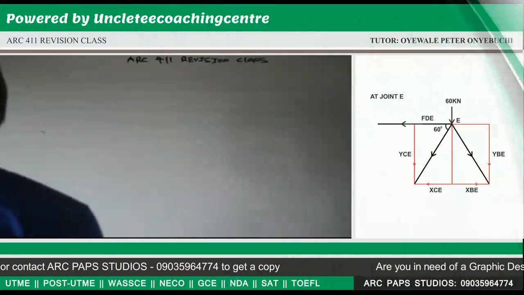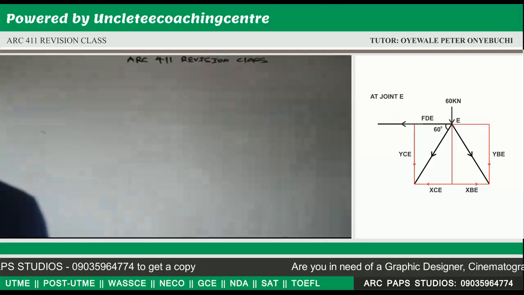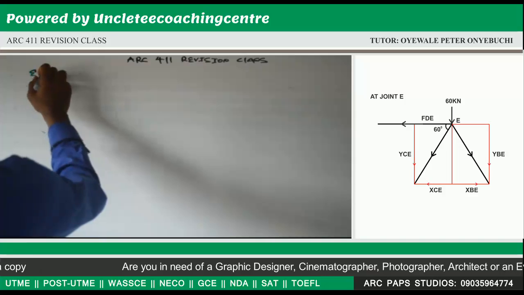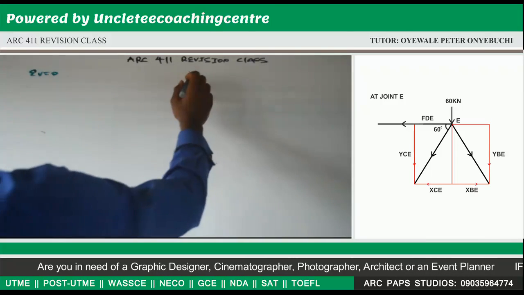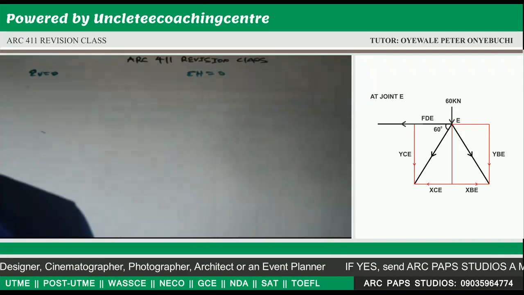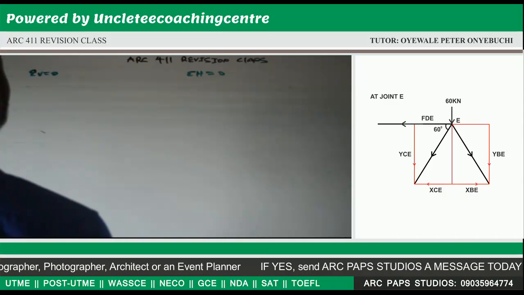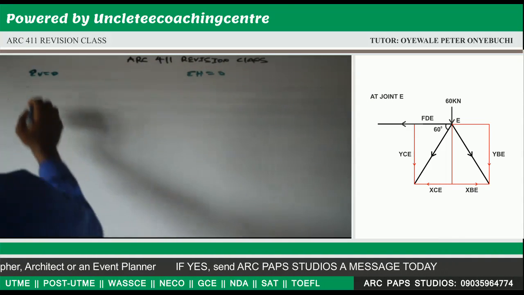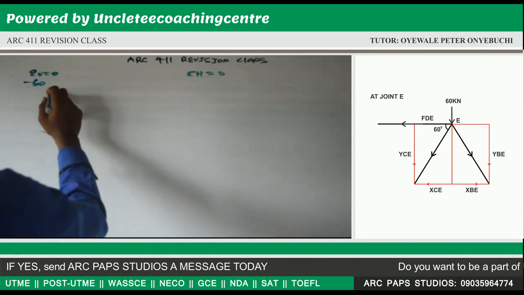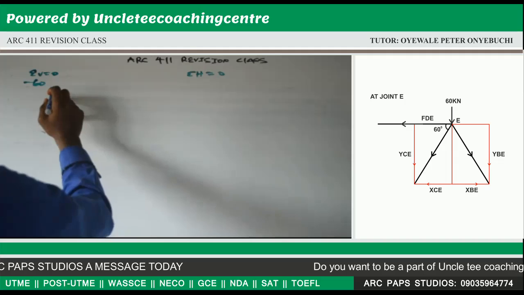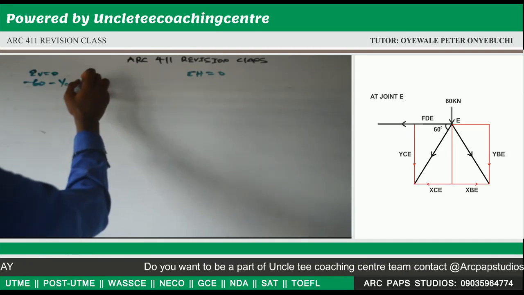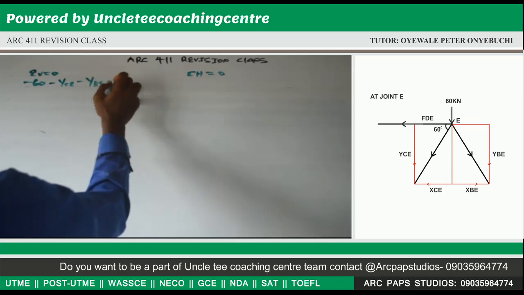Now we're going to joint E. Now for our joint E, also the same approach. Summation of vertical forces is equal to 0. Summation of horizontal forces is equal to 0. Now our vertical forces, the first one there is 60. It's pointing downwards, so it will attract a negative value. Now going to the second one, which is YCE, is also pointing downwards, a negative value. YBE, which will give us 0.